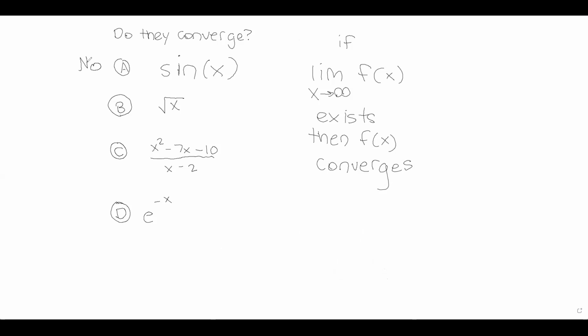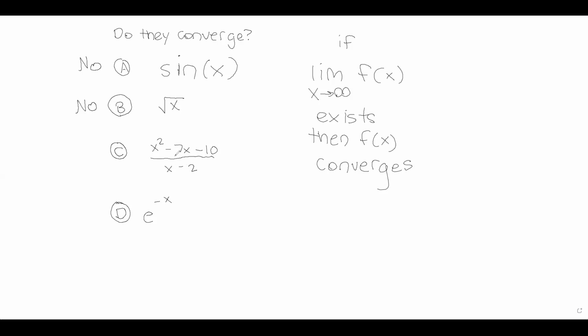And now let's talk about square root of x. So we note that as we keep increasing our domain, if we keep making x get larger and larger and larger, we can tell that the range is going to get larger and larger and larger as well. And it doesn't really have a particular endpoint. It just keeps increasing without bound. It doesn't really approach a particular value. So this one also diverges.